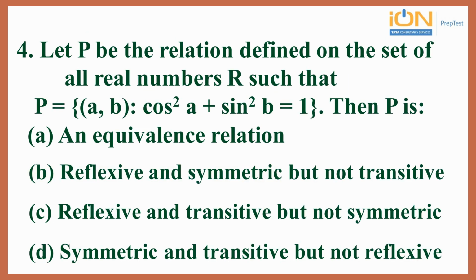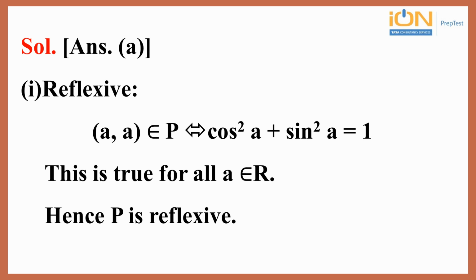Let's move on to question number 4. Let P be a relation defined on the set of all real numbers R such that P is equal to the set of all ordered pairs (A, B) such that cos square A plus sin square B is equal to 1. Then P is: first option, an equivalence relation; second, reflexive and symmetric but not transitive; third, reflexive and transitive but not symmetric; fourth option, symmetric and transitive but not reflexive. The answer is A. Let's see how it goes.